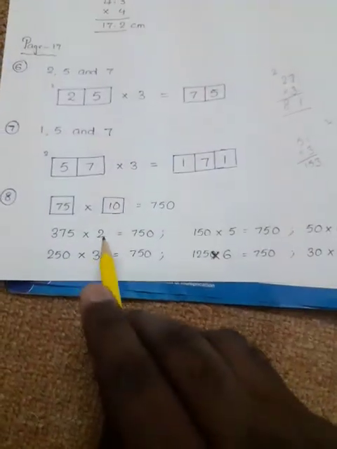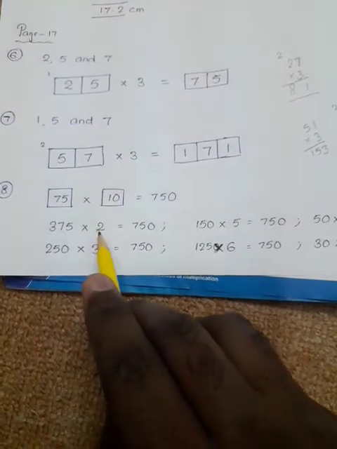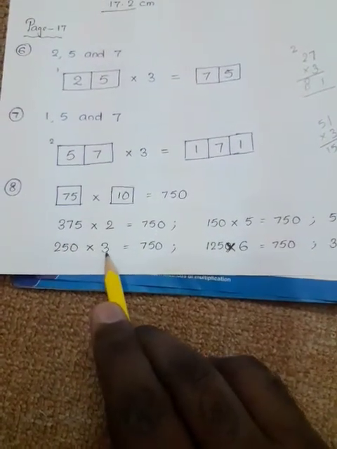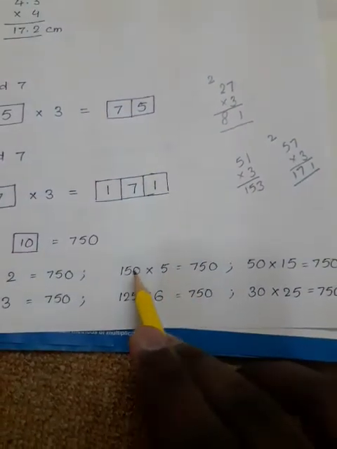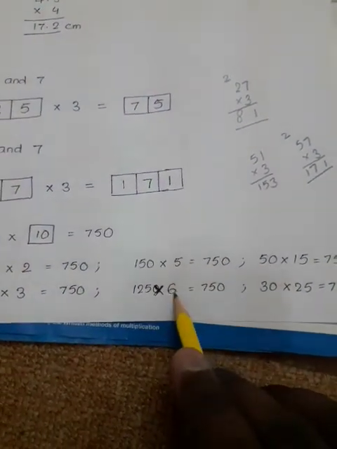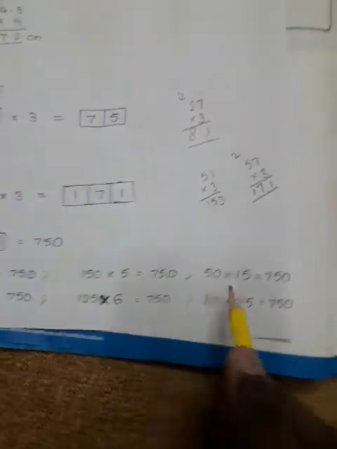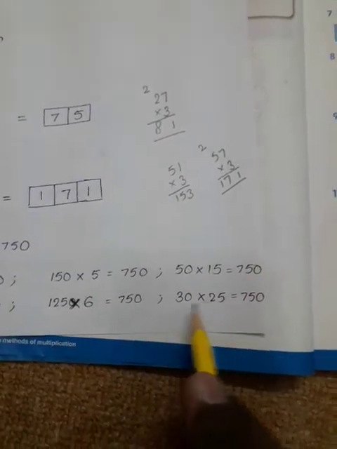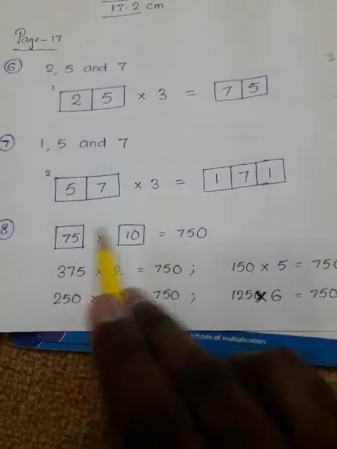Like here, if I start with the 2 table, that means 2 times 375 is 750. 3 table also possible. 3 times 250 is 750. 5 table also possible. 5 times 150 is 750. 6 table also. 6 times 125 is 750. So 15 multiplied by 50 is 750. 25 multiplied by 30 is 750. Many types of calculations are possible for 750. But the easiest way, you can remember, is 75 multiplied by 10. That is the easiest way to remember.